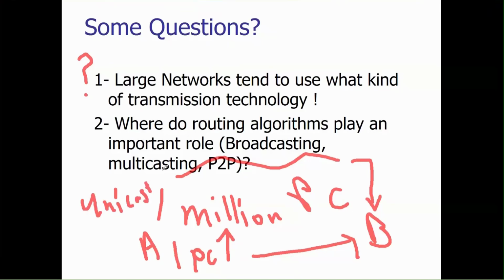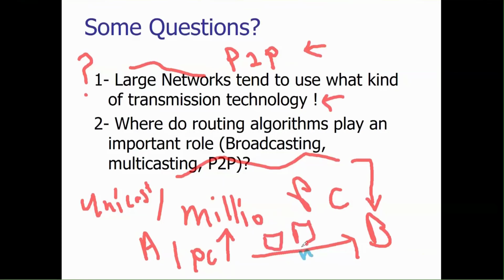What's the biggest network that you know in life? The internet, right? And I told you, in the internet, we use point-to-point. It's the most common. So, of course, large networks tend to use point-to-point, or unicasting. Why is the reason? Because of collisions. Because remember, if I'm sending a lot of packets, a lot of messages, they're going to collide with each other. And there's 1 million people receiving it. And again, it's very inefficient.